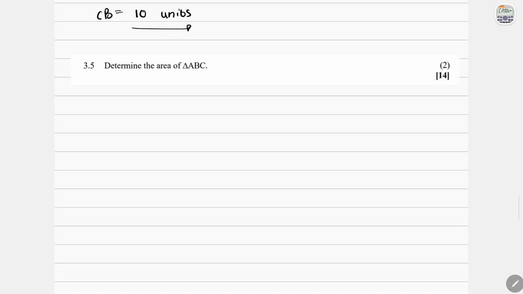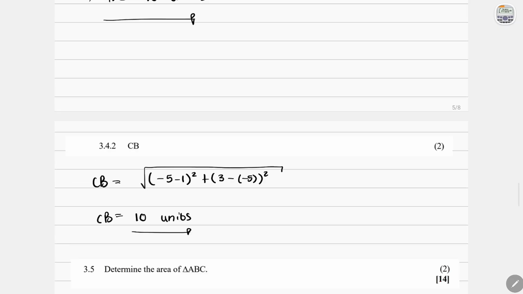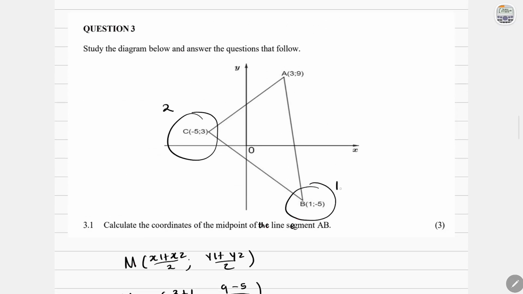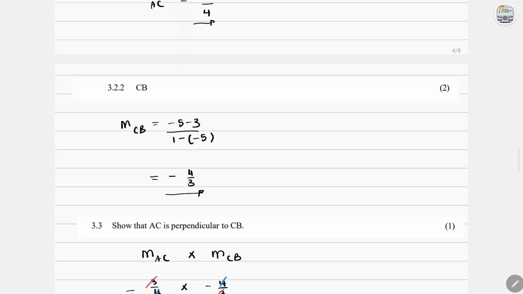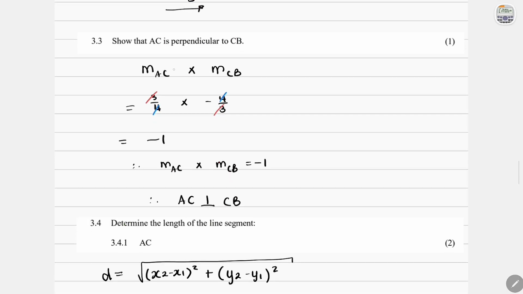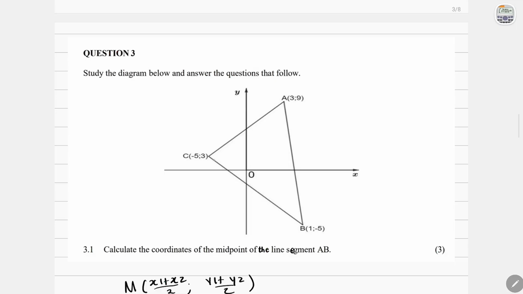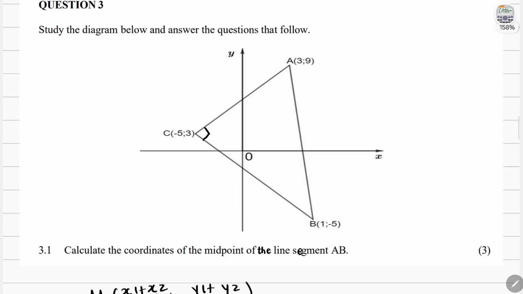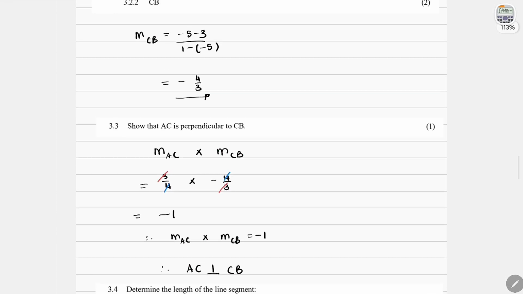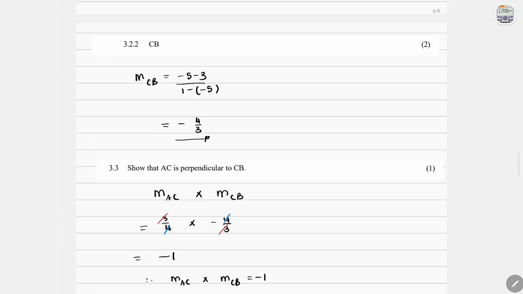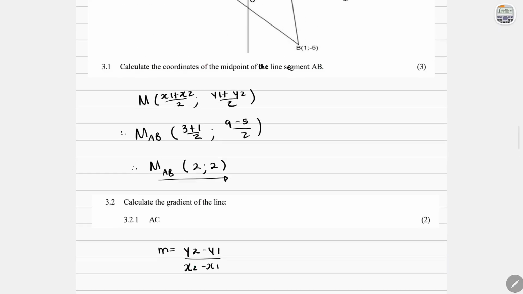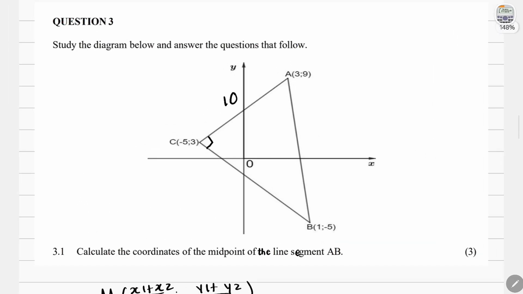The last question, 3.5, says determine the area of triangle ABC. To find the area of a triangle, there's a lot we know about this triangle. Remember that we previously were able to prove that AC was perpendicular to BC. So if AC is perpendicular to BC, it means they form 90 degrees over there. And so this is a right-angled triangle. It's also an isosceles. Remember that we already have the length of AC, which is 10 units, and CB. So if AC is 10 units, CB is also 10 units, you see that we have everything we need.